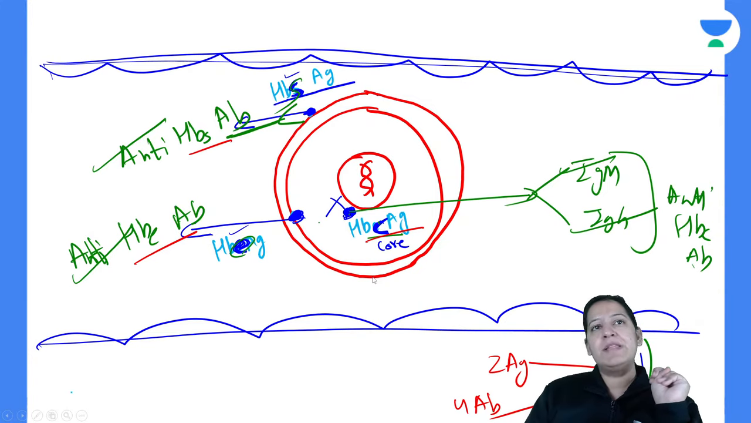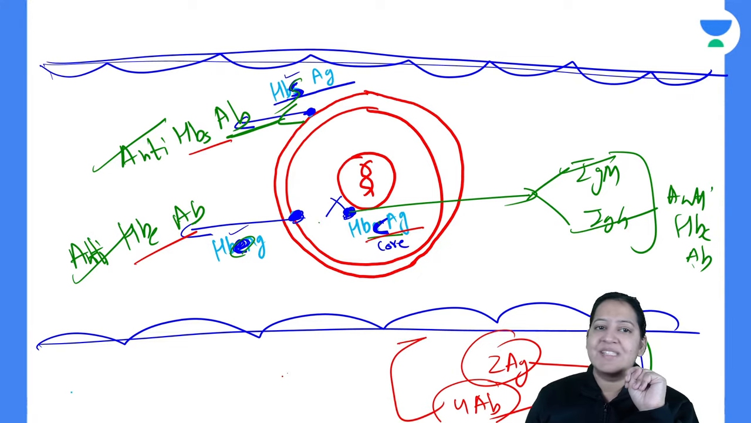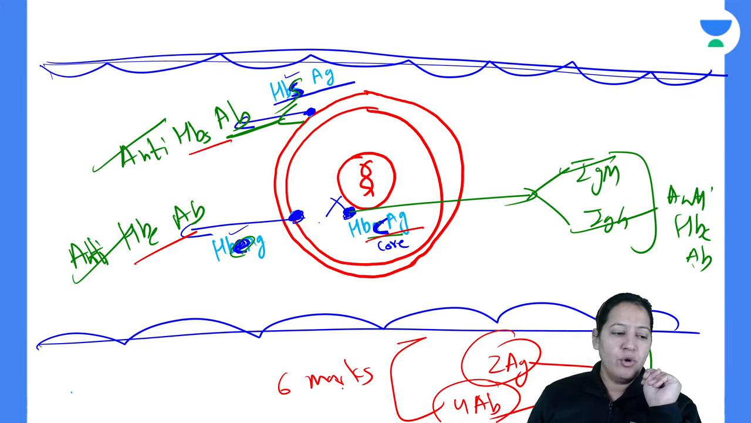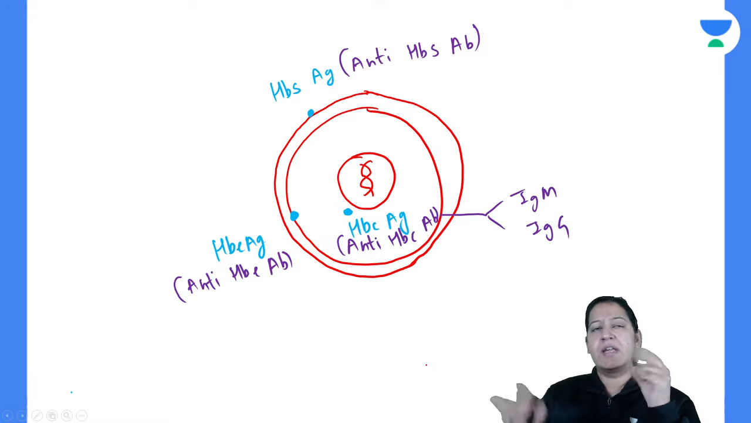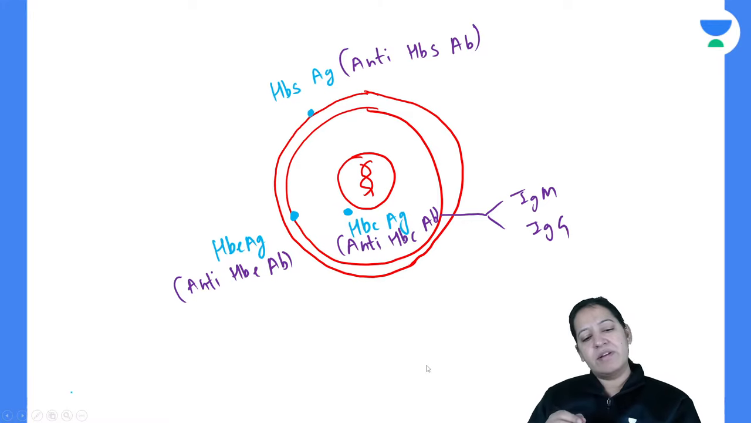Give me a thumbs up. So two antigens and four antibodies. Total six markers are there. So you have to look for six markers in the blood. Have you got it? See the antibodies. In this diagram, I have written the antibodies.